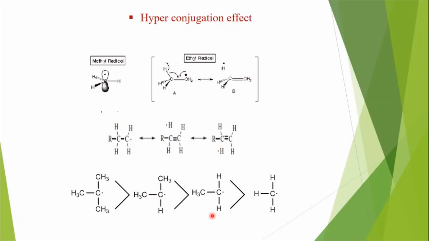propyl radical. Propyl radical is more stable than this ethyl radical, and this methyl radical is less stable because methyl radical doesn't have any resonating structure. So as the number of hyperconjugative structures increases, the stability of that radical increases.